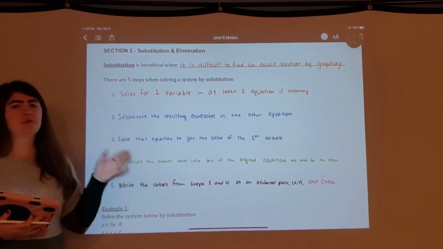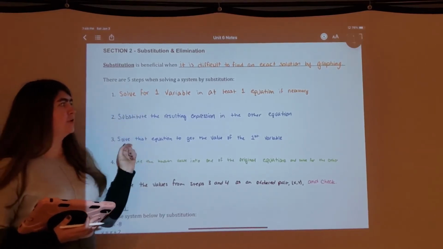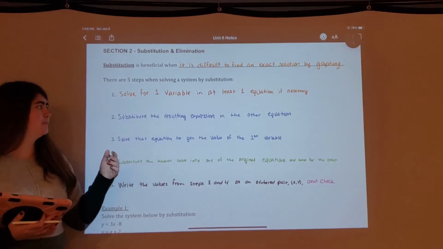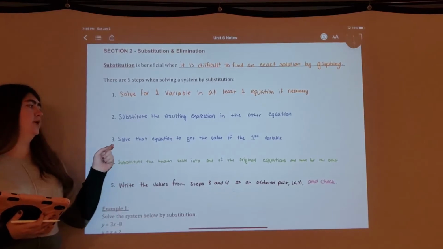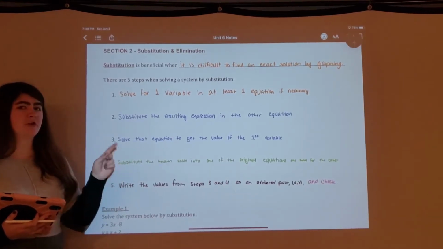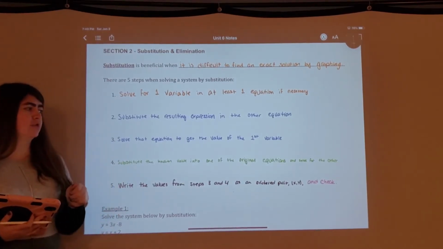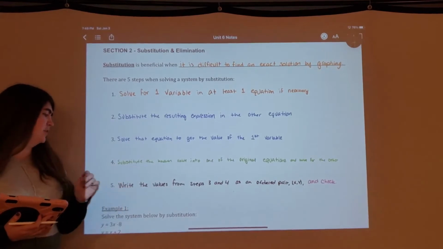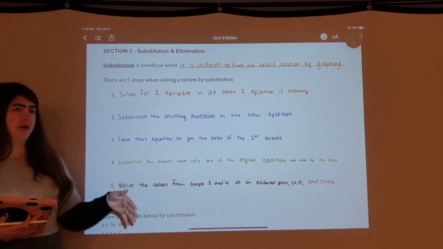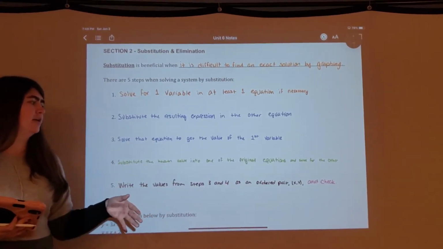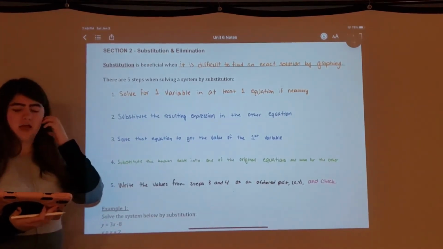So there are 5 steps to solving a system of equations by substitution. Step 1, solve for one variable in at least one equation if necessary. 2, substitute the resulting expression into the other equation. 3, solve that equation to get the value of the first variable. 4, substitute the known value into one of the original equations and solve for the other. And 5, write the values from steps 3 and 4 as an ordered pair, (x, y), and check. So we're going to go ahead and go through this step-by-step process in our first example.